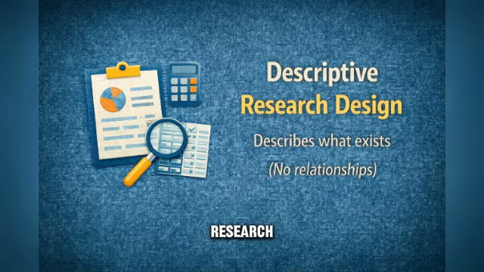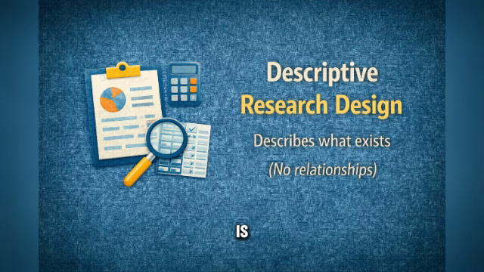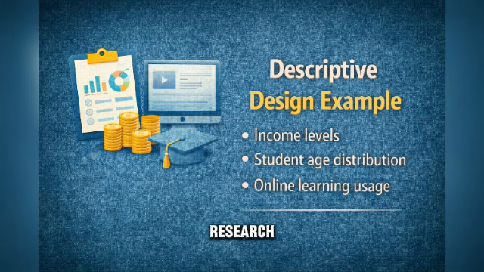First, descriptive research design. Descriptive design is used to describe characteristics of a population or phenomenon. It answers the question, what is happening? It does not examine relationships or causes. It simply describes facts. Common tools include surveys, questionnaires, and observational checklists. Here is an example of descriptive research design. A study that describes the average income of households, the percentage of students using online learning, or the distribution of ages in a population. The goal is description, not explanation.